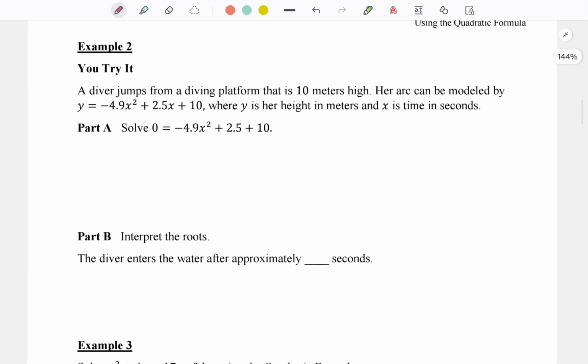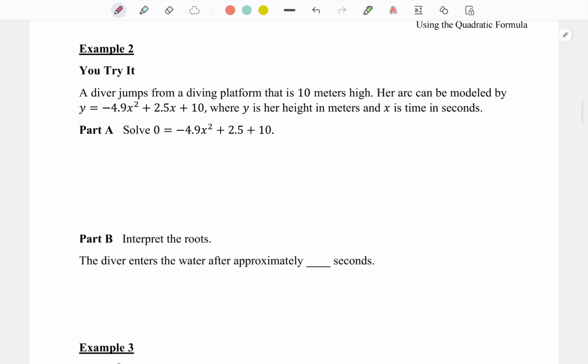All right, so now I want you to go ahead and try it. You have a diver who jumps from a diving platform that is 10 meters high. Her arc can be modeled by y equals negative 4.9x squared plus 2.5x plus 10, where y is her height in meters and t is time in seconds. So I want you to go ahead and use the quadratic formula to solve this equation, and then we will interpret the roots. So go ahead and pause the video and then hit play when you are done to see how you did.